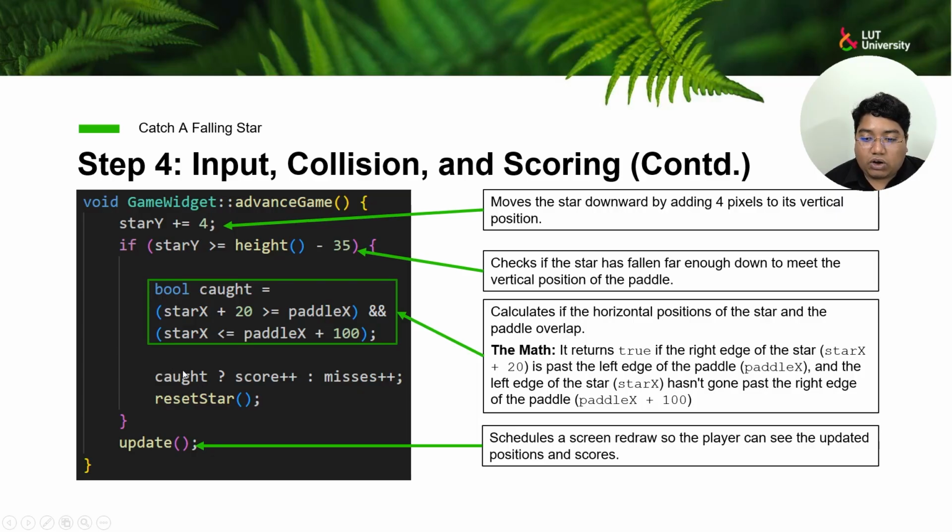Then we check the caught variable. If the caught variable is true, we increment the score. If it's not true, we increment the misses. And that's it for the collision detection. So what I told you about the left cornermost edge of our paddle, it's explained right here. Whenever you revise or review this lecture, it gets easier for you to remember how it's done.